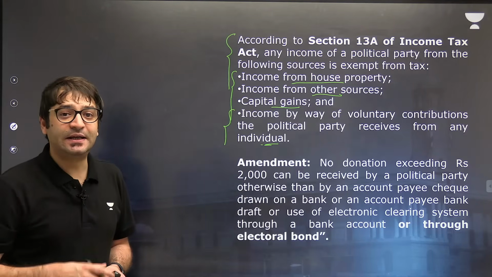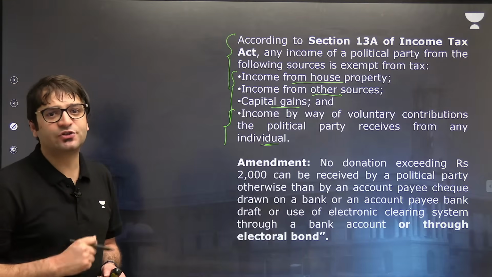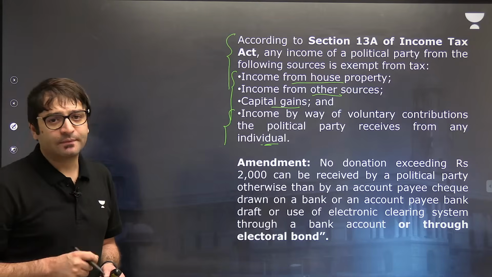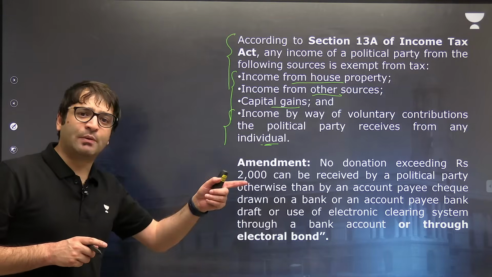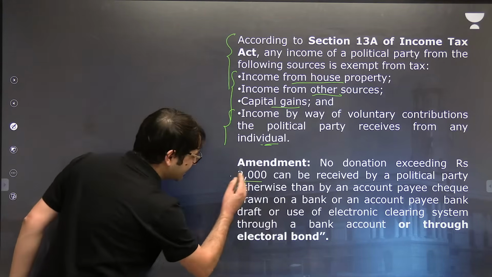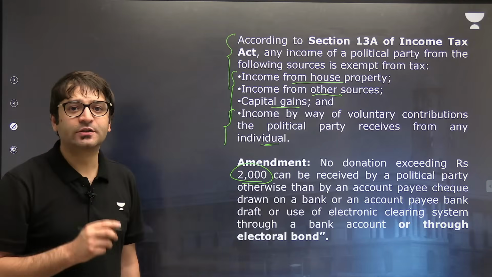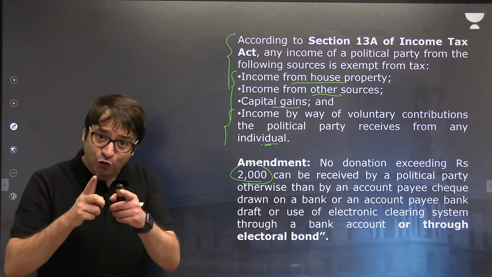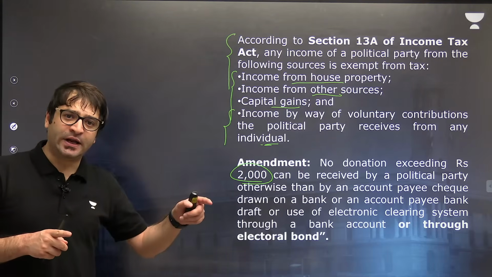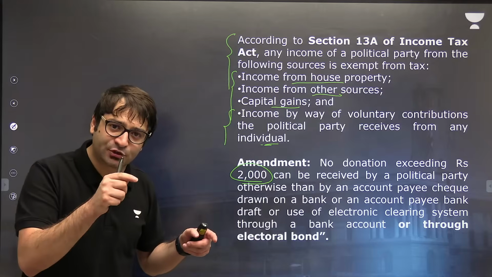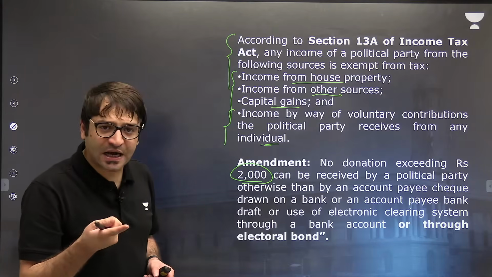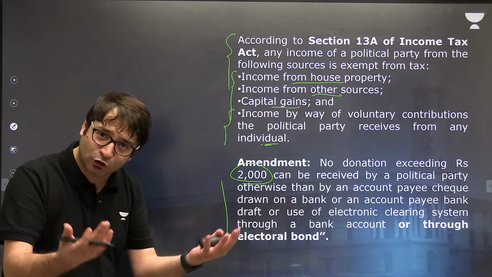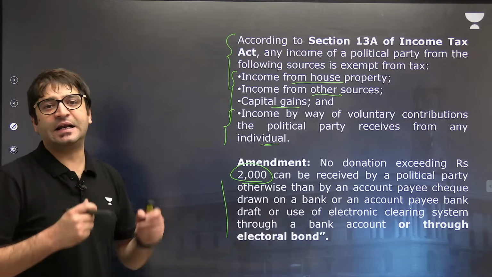But in 2017, they made a change. The government made a change that any entity, any individual cannot donate money to a political party in excess of 2,000 through cash. So if you are an individual and want to donate money to a political party, you can donate only up to 2,000 rupees in cash. Above 2,000, you have to donate in the form of check, in the form of electoral bonds, in the form of other clearing systems.